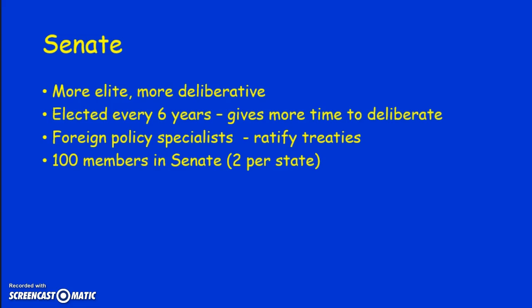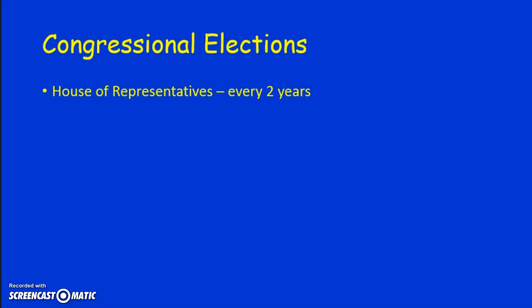Okay, now we're talking about the Senate. The Senate is considered to be more elite and more deliberative. It is more snooty, I guess you could say. It is elected every 6 years, so that gives them more time to deliberate and think and ponder the decisions that they make. Because they ratify treaties, it takes a 2/3 vote of the Senate to ratify a treaty. They're considered foreign policy specialists. There are 100 members in the Senate, 2 per state, 50 states. Makes sense. And we're going to talk about elections next.